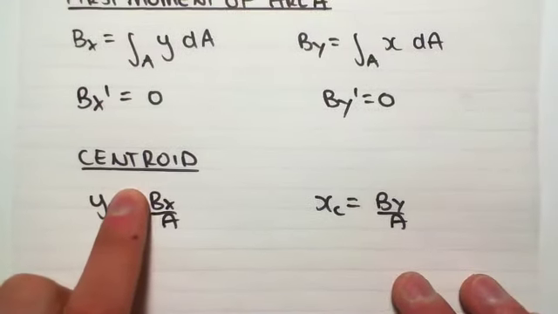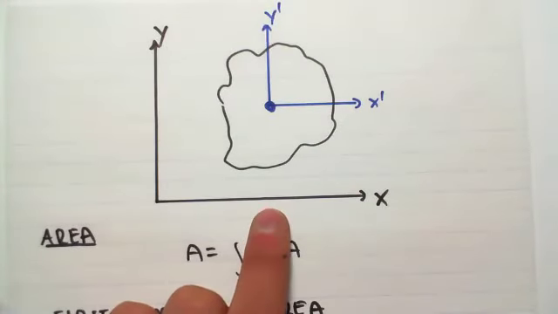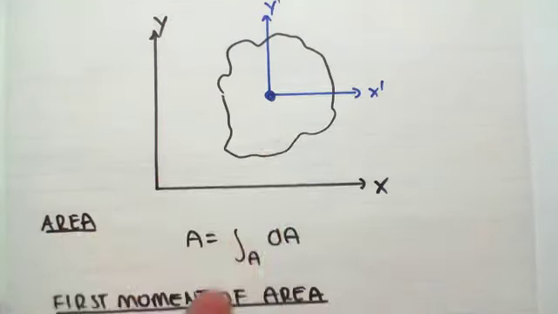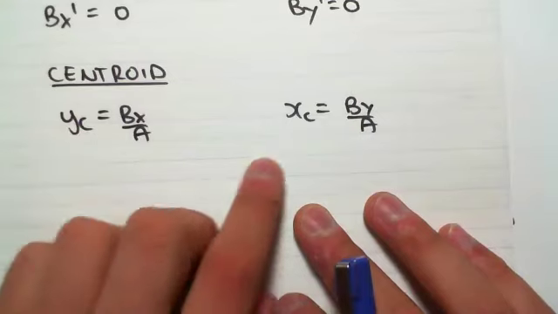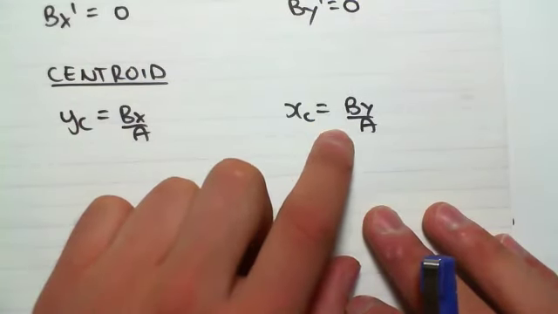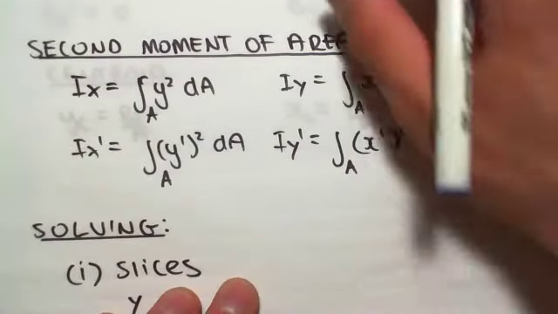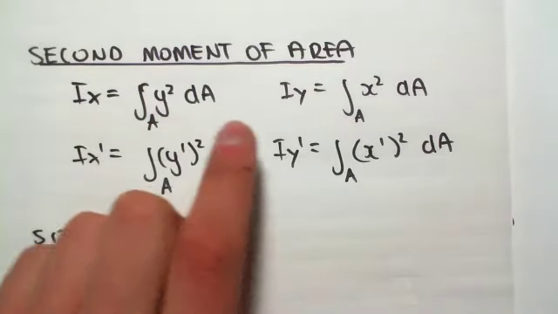The centroid, to find the centroid in terms of your reference axes, so we want to know, say, the yc and xc, how far up our centroid is and how far across our centroid is. You would do Bx on A for yc, and xc, which is the distance x for the centroid, would be By on A. The second moment of area, Ix, is equal to the integral of A over dA y squared.